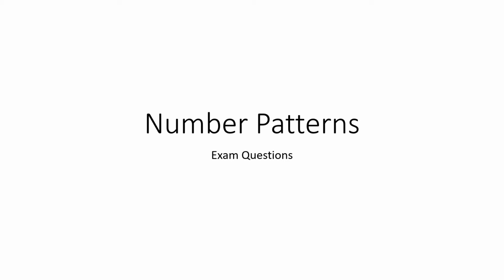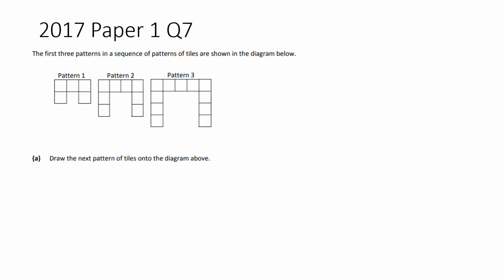So this is 2017 paper 1, and this is question 7. Here we have the first 3 patterns in a sequence of patterns of tiles shown in the diagram below. We can see that it is 2, and then 3, and then here we have 3, and then 4, then here we have 4, and then here we have 5. Draw the next pattern of tiles on the diagram above.